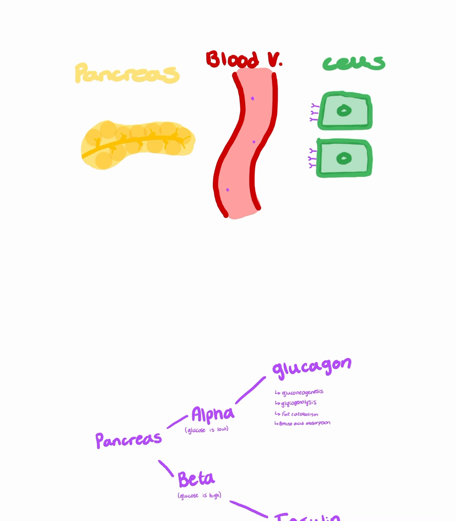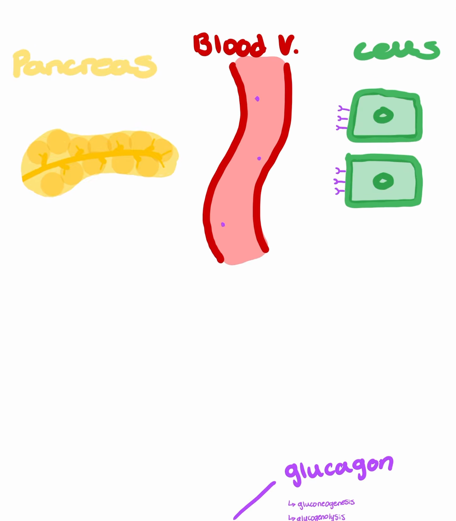The alpha cells secrete glucagon to increase blood glucose levels. So this would be done between meals to increase glucose. Let's go ahead and draw this out. Between meals, we will not have a ton of blood glucose. The blood glucose in this picture are those purple dots. As you can see, there's only 3.